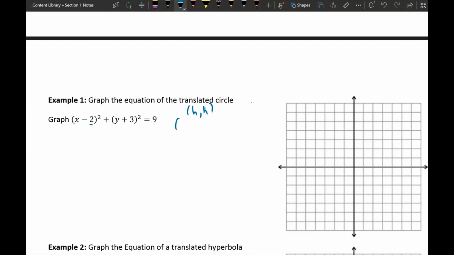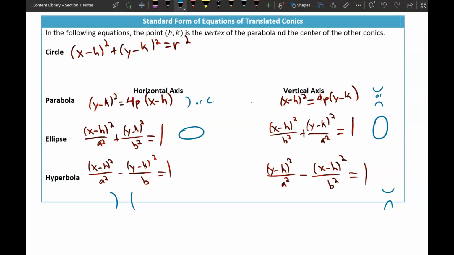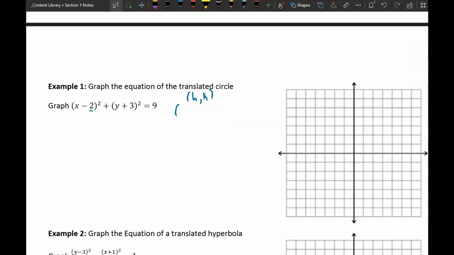A lot of people think that it should be -2, but remember that you're doing x minus that h value and y minus that k value. So unless it's plus, you should know it's just going to be that value. So since it's -2, our value is going to be 2 for h, and our value for k.